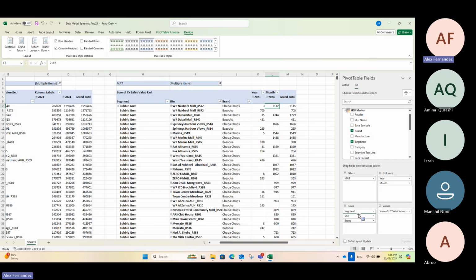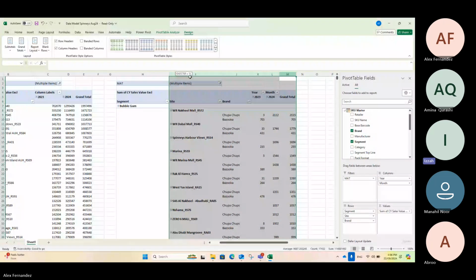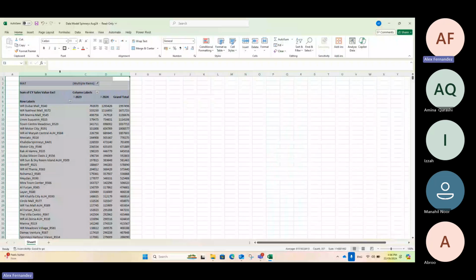So what do you think, guys? Should we put the site on top or should we put the site like this? I would like to see you interact just for me to understand if you are understanding the concept behind it. What do you think? The site should be on top of the segment. So segment should be on top.